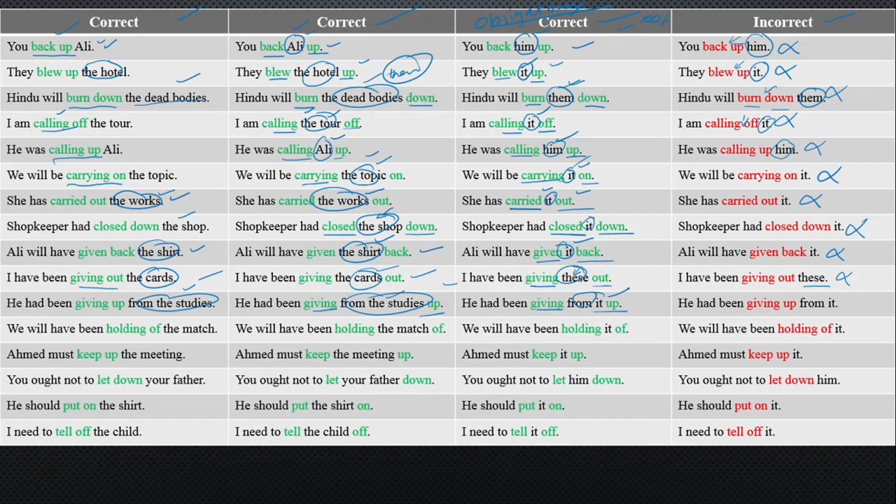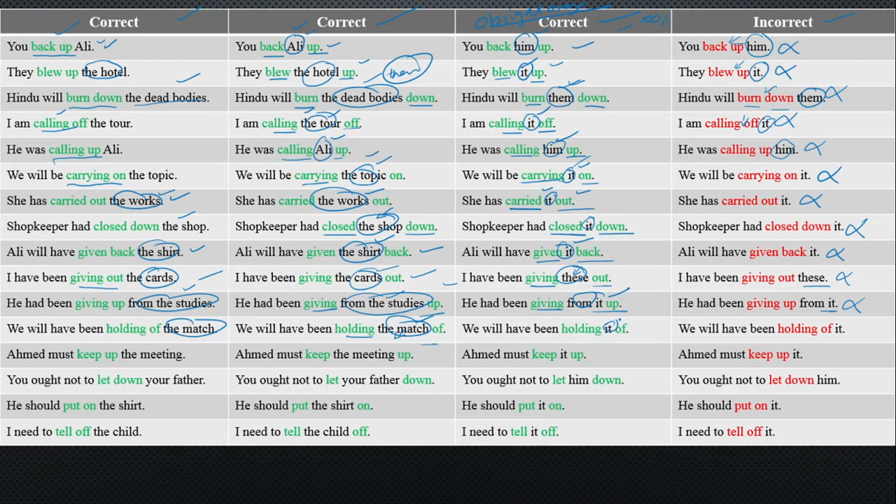But if you say "he had been giving up from it," it will be considered wrong. Why? Because your object is "it" and you have not separated them. After that, we will have been holding off the match. Now, see, "holding off the match." The match can be placed between "holding" and "off" because it is a noun and can come between the verb and adverb particle. But instead of "match," if we use "it," that must be separated. Why? Because it is a pronoun.